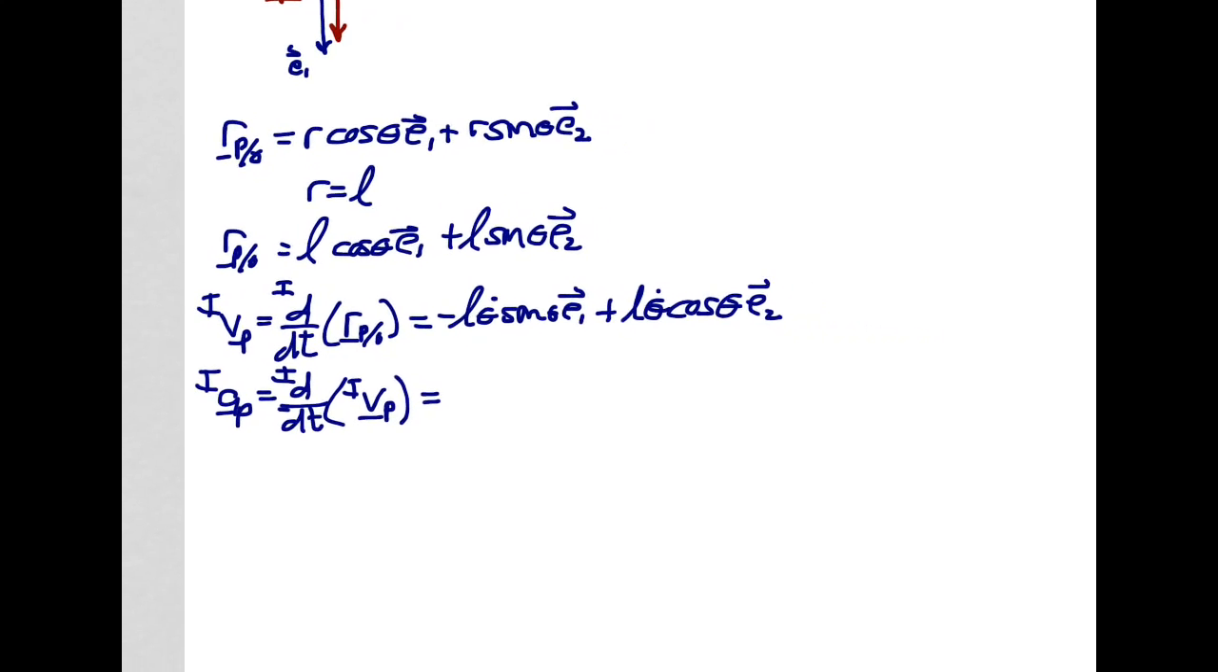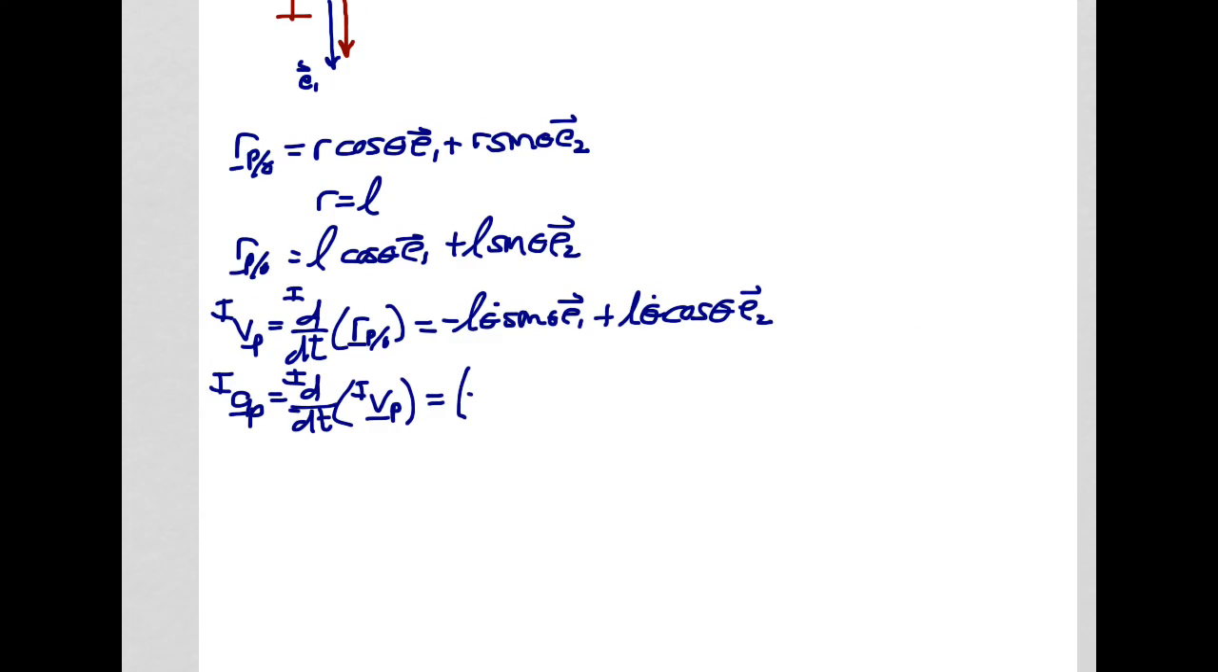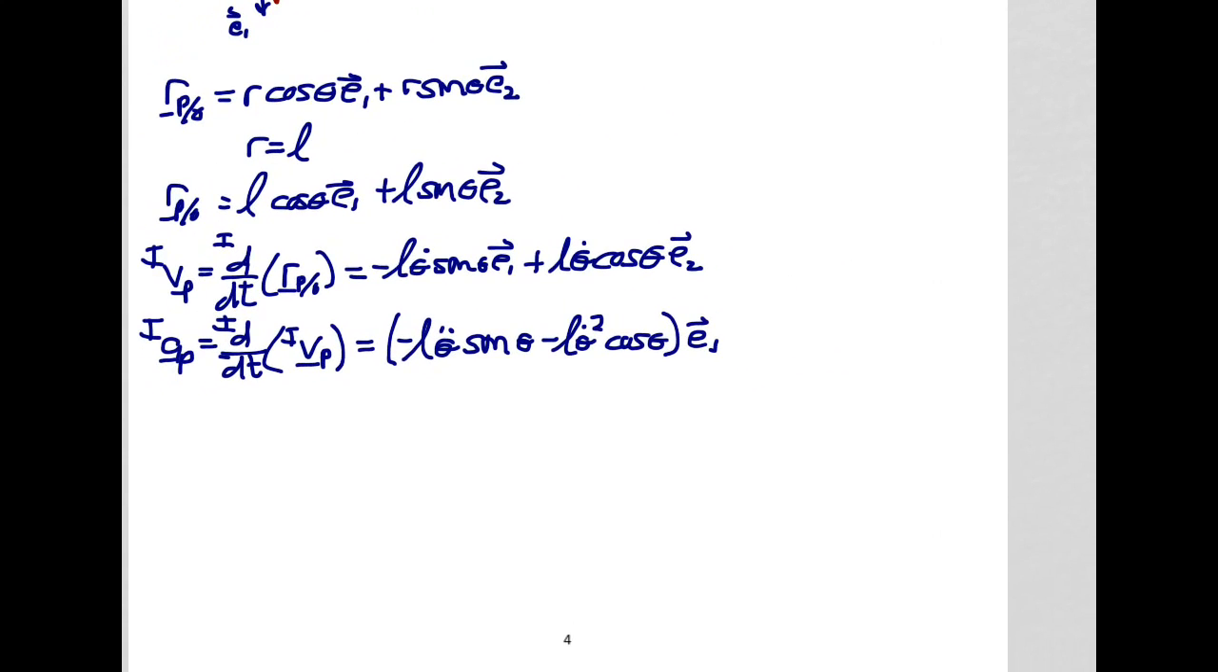Our acceleration then, using our vector derivative, is d/dt in the inertial reference frame of our velocity of point P as observed in the inertial reference frame. This expression is negative L theta double dot sine theta minus L theta dot squared cosine theta, all in the E1 direction. And our second term is plus L theta double dot cosine theta minus L theta dot squared sine theta, all in the E2 direction.